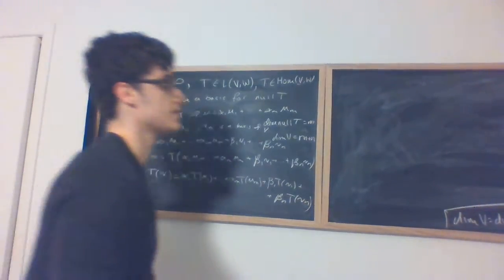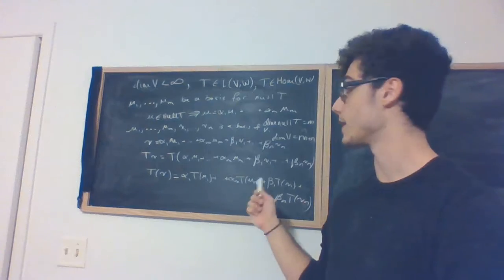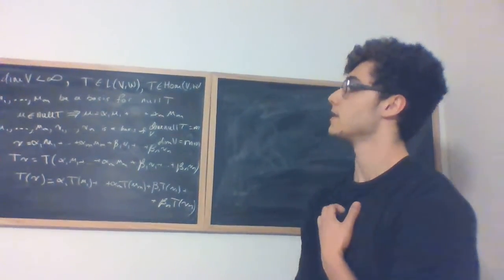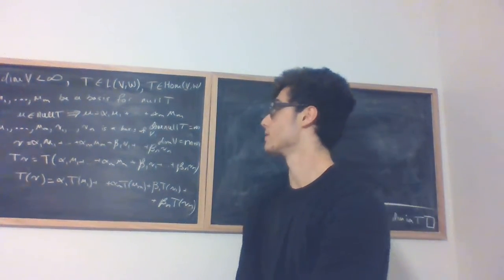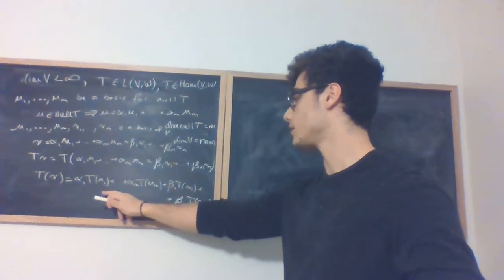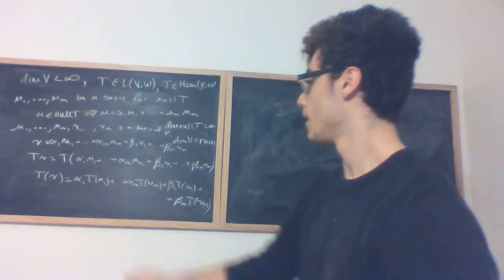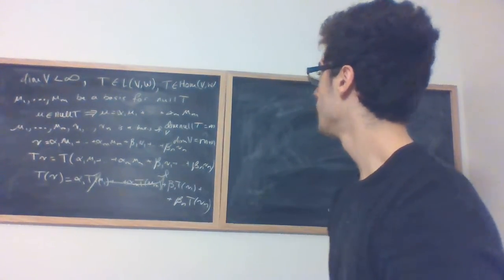Now, we're going to see how this is going to start cleaning up, because u1 up until um was a basis for the null space of T, and the null space of T is by definition the set of vectors in V that get mapped to the zero element of W. So T of u1, T of u2, T of all of the u's up until m is going to be equal to 0. So all of these go to 0.